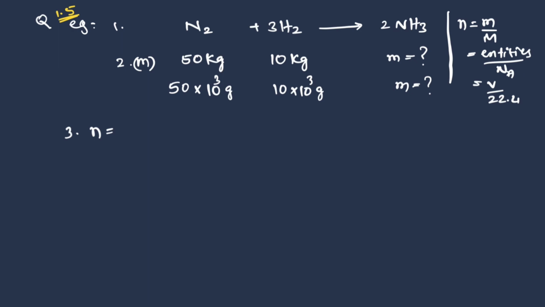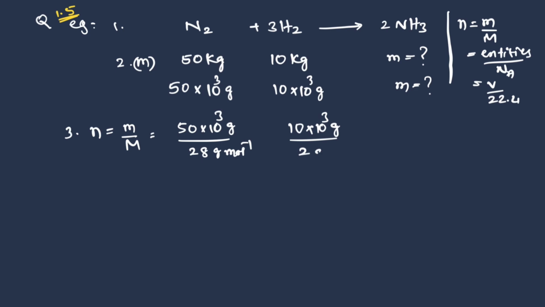Now here mass is given, therefore mass by molar mass: 50 into 10 power 3 gram divided by its molar mass 28 gram per mole. Then 10 into 10 power 3 gram divided by 2 gram per mole. So gram cancels, mole inverse going to mole. Here we don't know the moles yet, then we will find out.